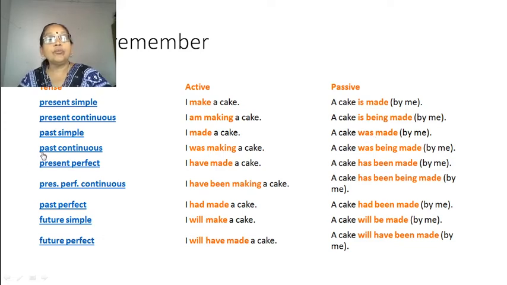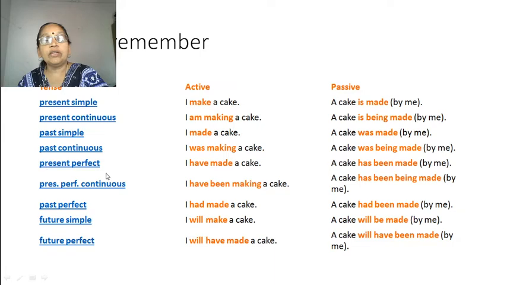Okay. So in past continuous, I was making a cake. A cake was being made by me. Remember, in all continuous forms, whether it is present continuous or past continuous, the word being should be added in passive voice, and the past participle forms are there in all passive voice. So here, a cake was being made by me.